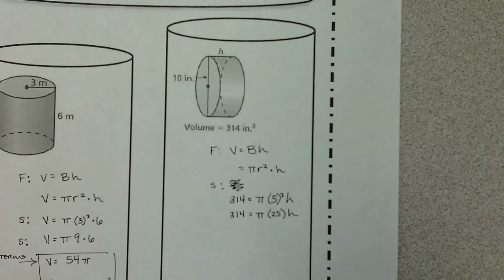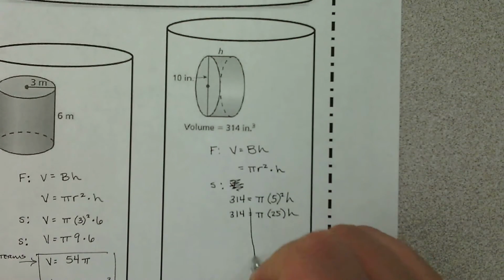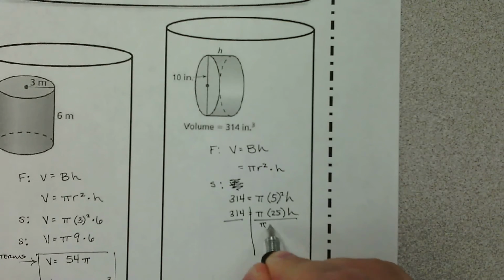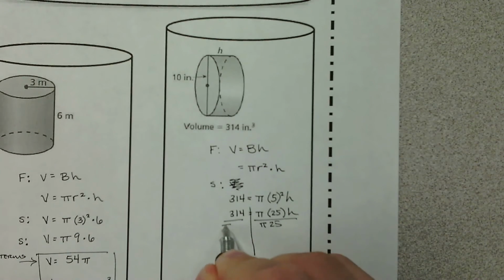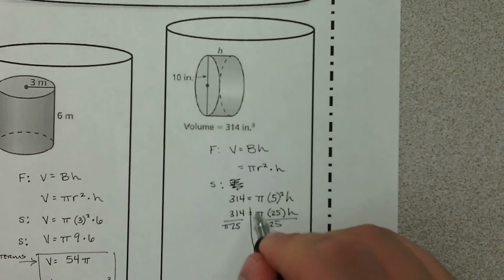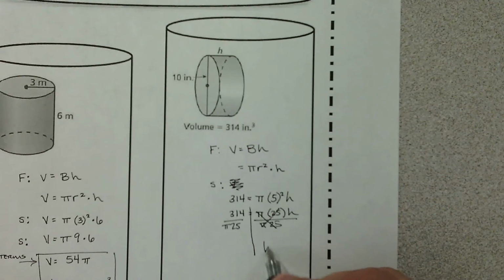Alright, so I want to get h by itself, and even though pi looks like a symbol, pi is technically a number, so we can do 25 times pi, but I don't want to have to do any rounding just yet. So what I'm actually going to do is get h by itself by dividing both sides by 25 pi, or 25 pi, however you want to write it. This allows this to cancel out, leaving me with that h, and now I just have 314 divided by 25 pi.